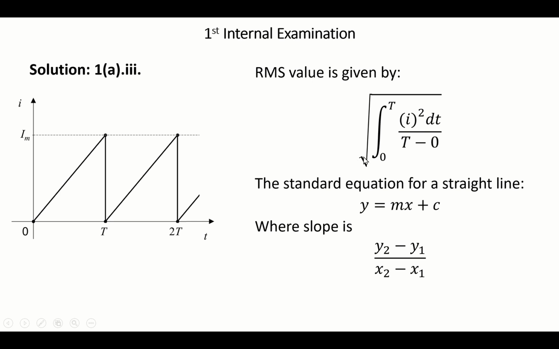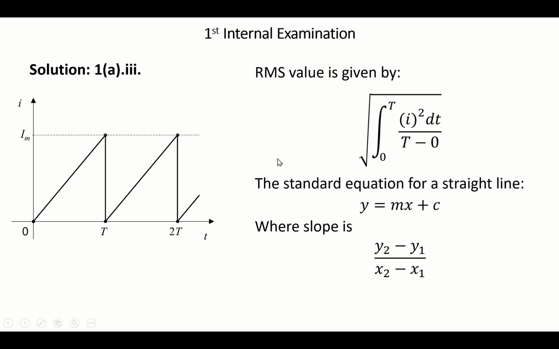So the cycle of this is identified as 0 to T, and for the RMS value we use the formula, which is given as the square root of the integration from 0 to T, which is the period of the cycle of the waveform, of i squared dt, divided by capital T minus 0, the period during which we are interested to find the RMS value.